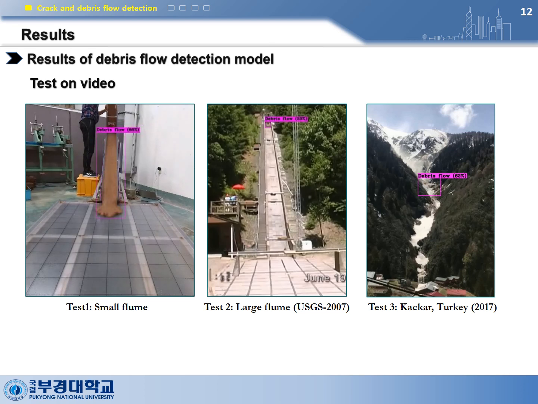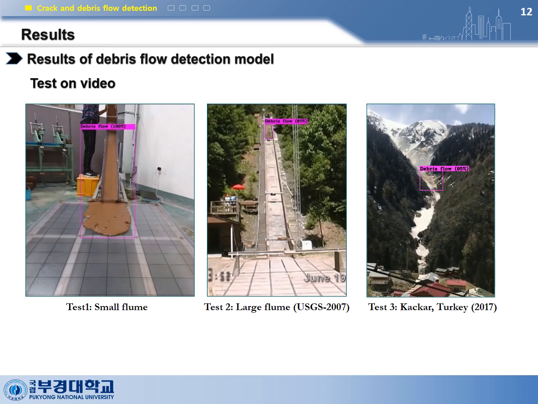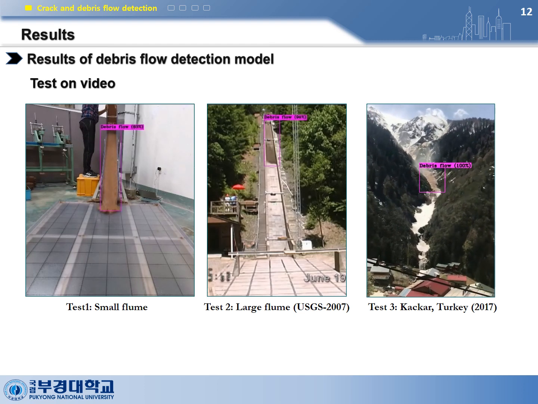And this video shows the result of rapid flow motion detection using the CNN model on a small volume test, large volume test, and case study. We can see the model can detect rapid flow motion successfully with high accuracy.